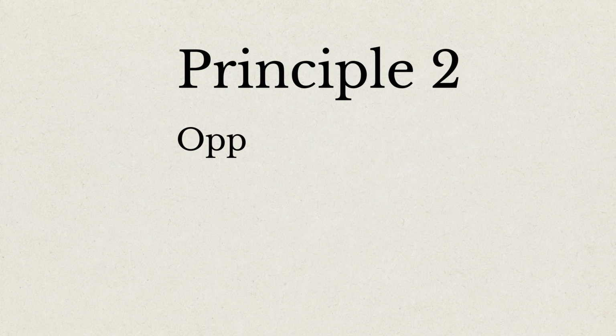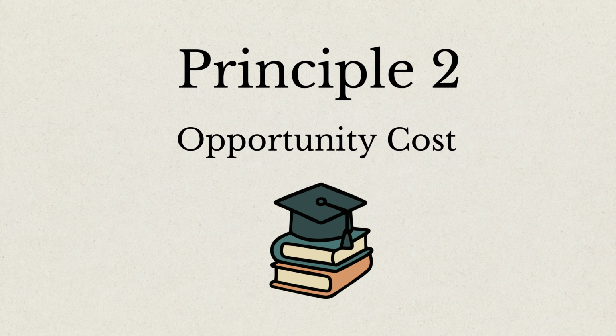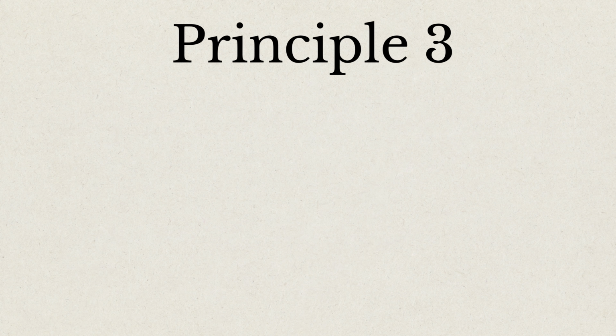Principle 2. Opportunity cost. The real cost of something is what you give up. If you go to college, you pay tuition, but also lose income you could have earned. If you watch a movie, you pay for the ticket, but also give up your time. The key idea is every choice has a hidden cost.